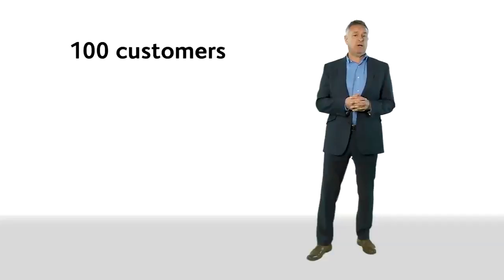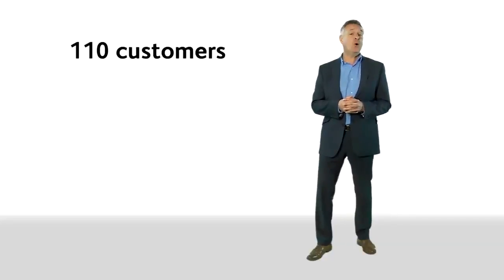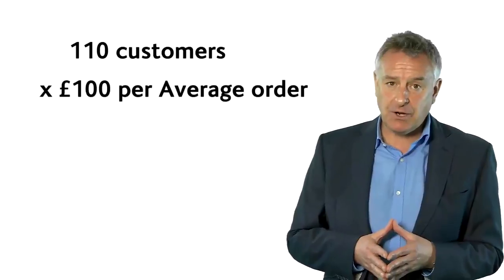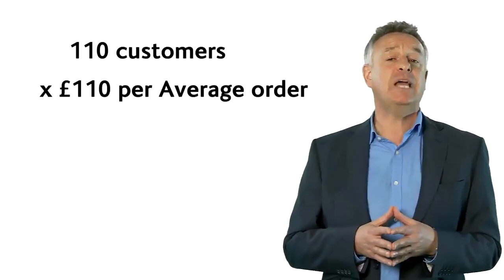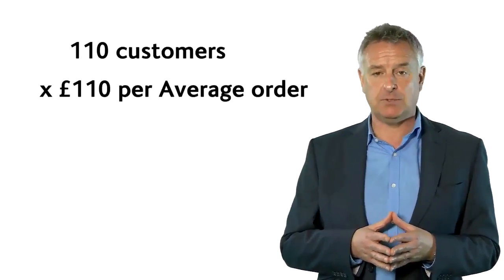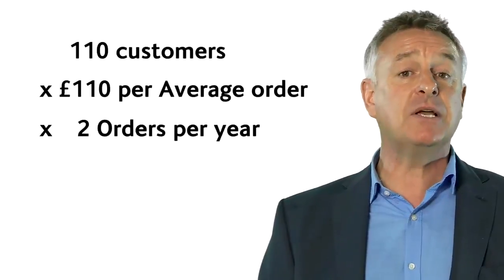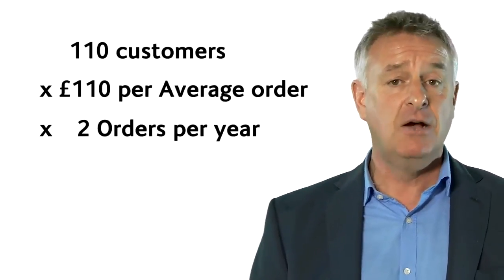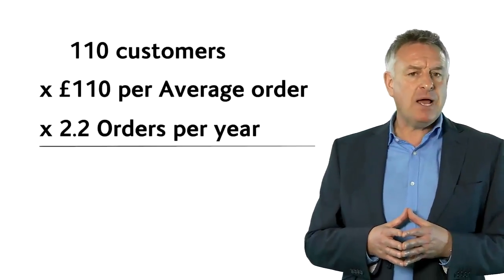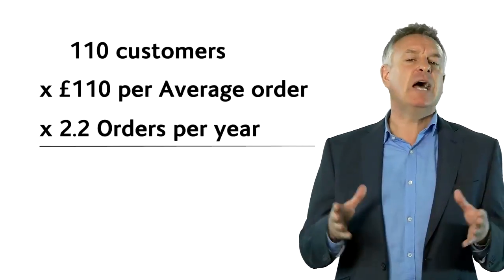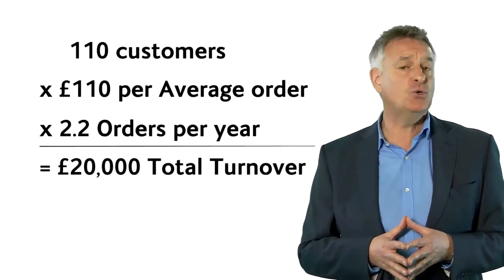Let's work through the same example and increase each area by 10%. In this example, the business increases the number of customers by 10%, from 100 to 110. They also increase the average order value by 10%, so customers spend £110 instead of £100. They also increase the number of times a customer orders from them by 10%, from 2 to 2.2 times per year.